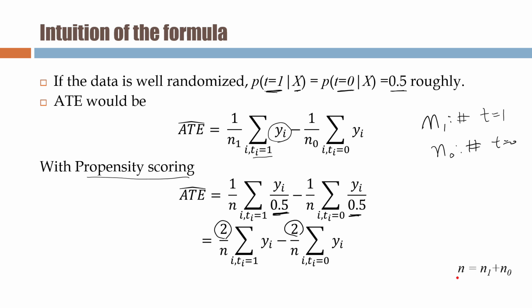And as you can see, n is roughly the summation. The n is a summation of these two numbers. Roughly, what you can say is this is the same as this one. If n1 equals n0, when it's well randomized data, you will have a similar number, right? Then this one will be the same as this one, and this one will be the same as this one. This will be the same number.